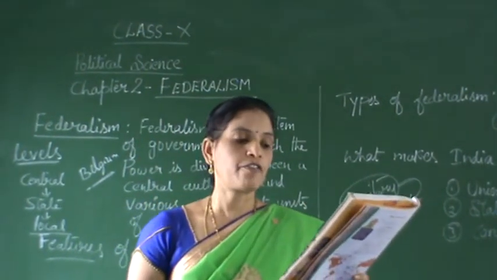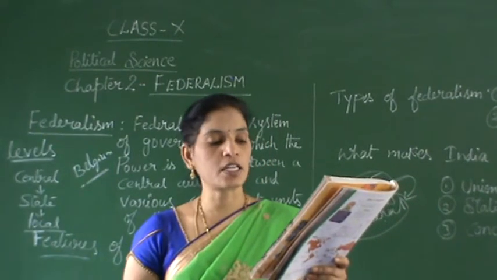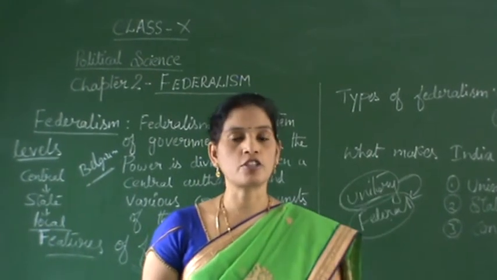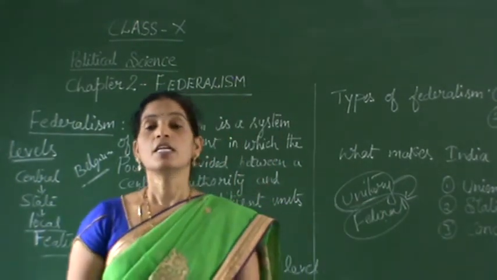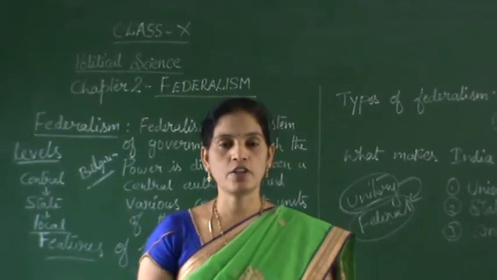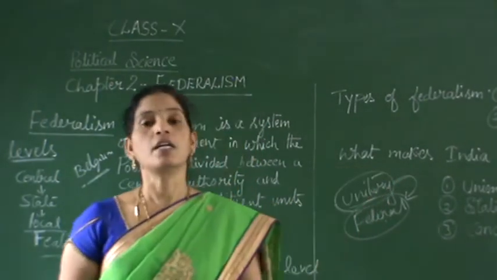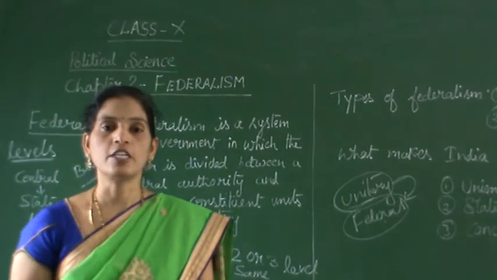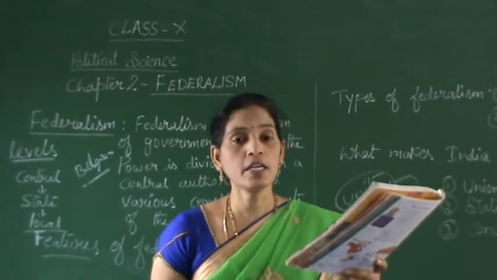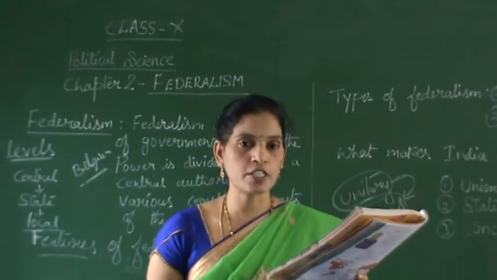Coming to the fourth feature: the federal provisions of the constitution cannot be unilaterally changed by one level of the government. Such changes require the consent of both levels of the government. Means a single government cannot individually change the decision or frame the laws on its own. The consent of the other level of government also needs to be taken. That is the fourth feature of federalism.